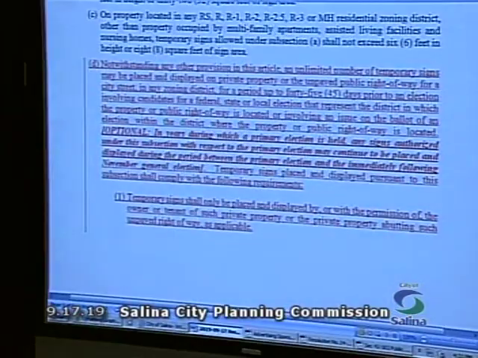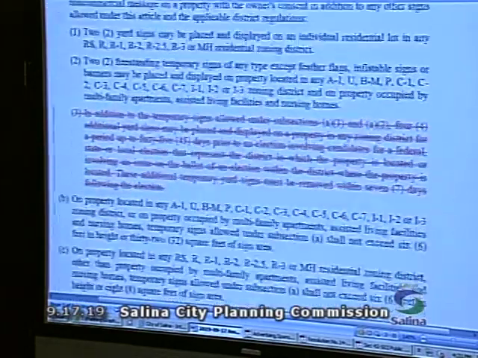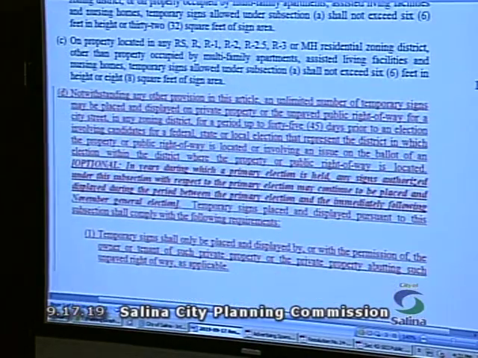What the text is, this option was just added, you won't find this in your report, so I'll refer you to the board. It says, notwithstanding any other provision in this article, an unlimited number of temporary signs may be placed and displayed on private property or the unpaved public right-of-way for a city street in any zoning district for a period up to 45 days prior to an election involving candidates for a federal, state, or local election.